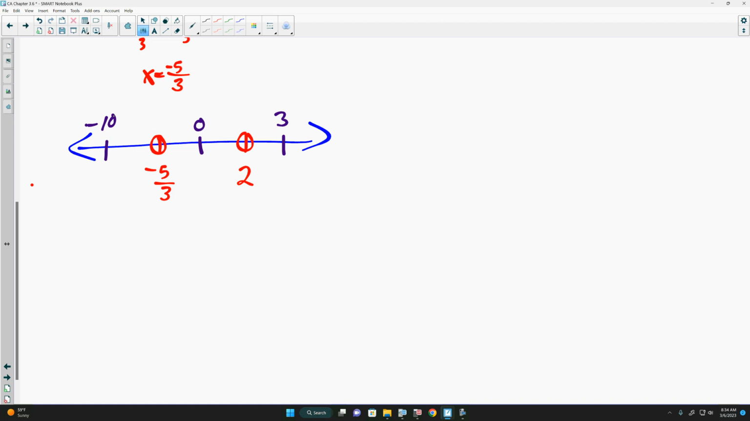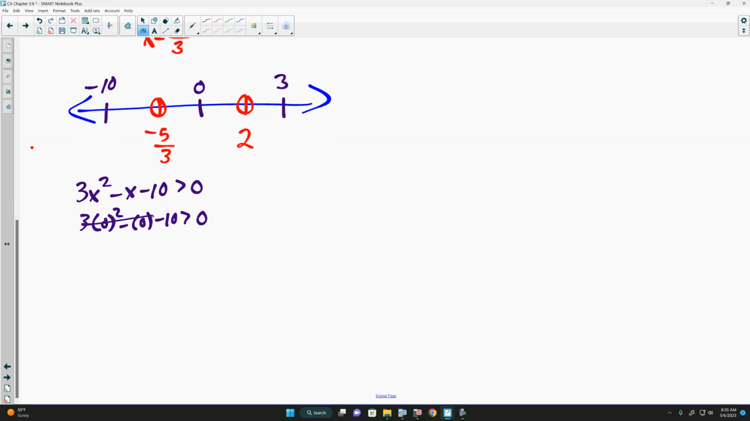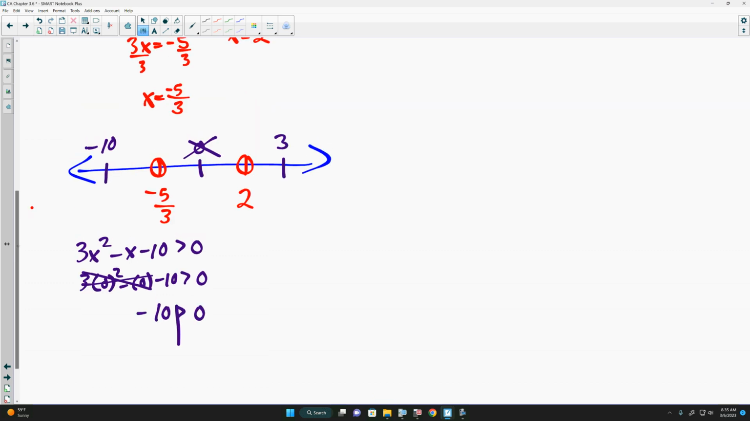So we started off with 3x squared minus x minus 10 is greater than 0, yes? So we can check 0. 3 times 0 squared minus 0 minus 10 is greater than 0. Well, this whole thing is 0. Is negative 10 greater than 0? No. So that means all the points between it do not work. So that's part of this. Any number between negative 5/3 and 2 are not part of the solution, because negative 5/3 and 2 are where it crosses the x-axis, so everything between those does not work.